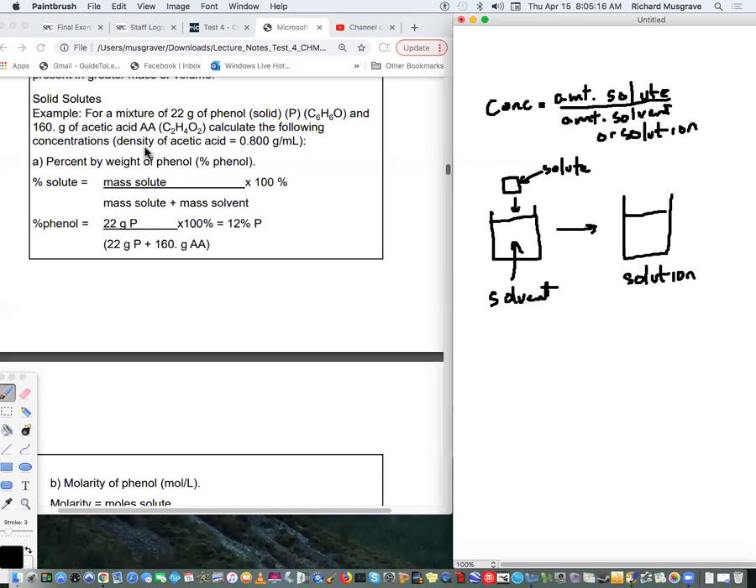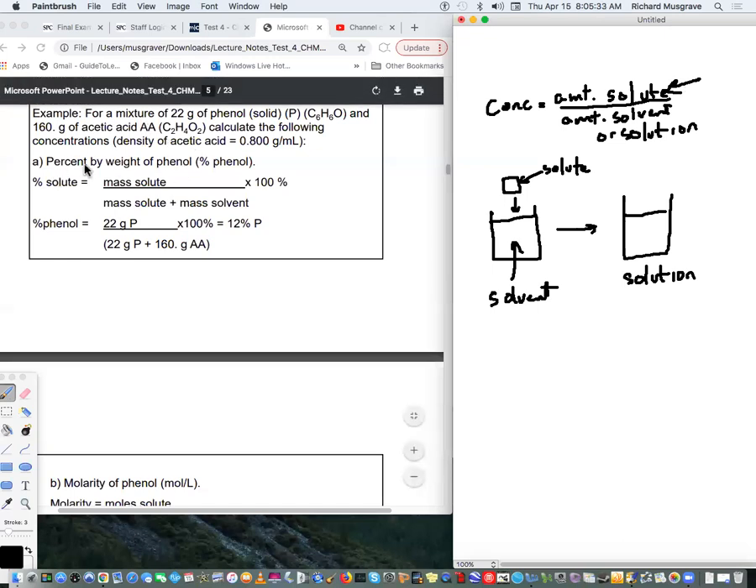Those are the main clues that I can tell you for determining what the solute and what the solvent is. The other thing is by looking at the actual question, and it says percent weight of phenol. Whenever we're asked a question about concentration, it's always with respect to our friend, the solute. So if I'm being asked about phenol, I know automatically that's the solute as well. So there's lots of different things that we can talk about with that.